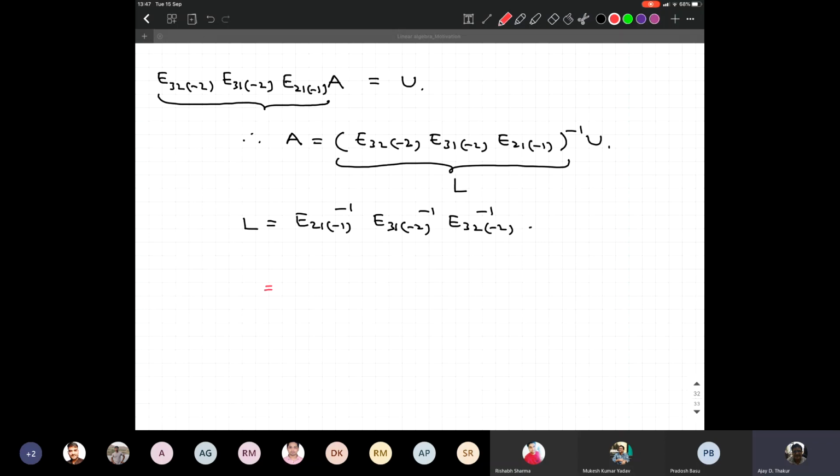So that's equivalent to: we have 1 1 1 along the diagonal, 0 0 0. We want to take an inverse of this, and the 2 comma 1 element was minus 1. Then the 3 comma 1 element was minus 2, and the rest are 1 1 1.